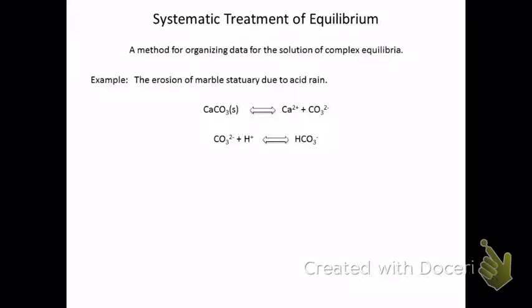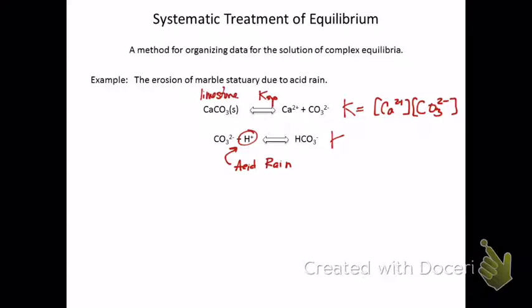So as an example to get us going, we're going to take a quick look at these chemical equations here for the erosion of statuary due to acid rain. Of course, we start this process with our calcium carbonate, which is just limestone. And we can have a KSP for this reaction, and then we also have acid rain, which produces the protons, and one of the products of our first reaction is our carbonate ion, which in the presence of our acid rain can be converted to the conjugate base of carbonic acid, which is the hydrogen carbonate.